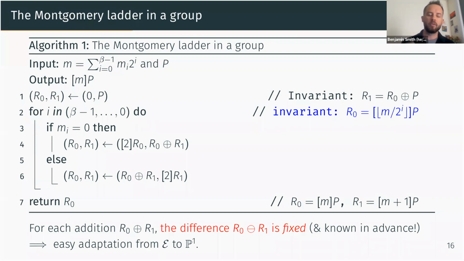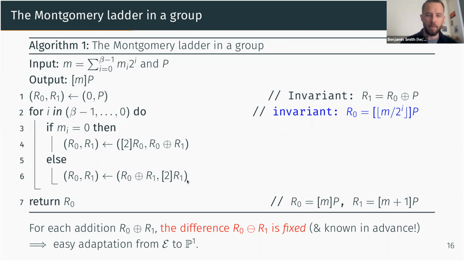In double and add, you always double and then you add if the bit is 1. Here, what we're going to do is if the bit is 0, then we double R0 and we add R0 to R1. Here, this is done in parallel, if you like. And if the bit is 1, then we do it the other way. The sum goes into R0, we update R0 with the sum, and we update R1 with its double.